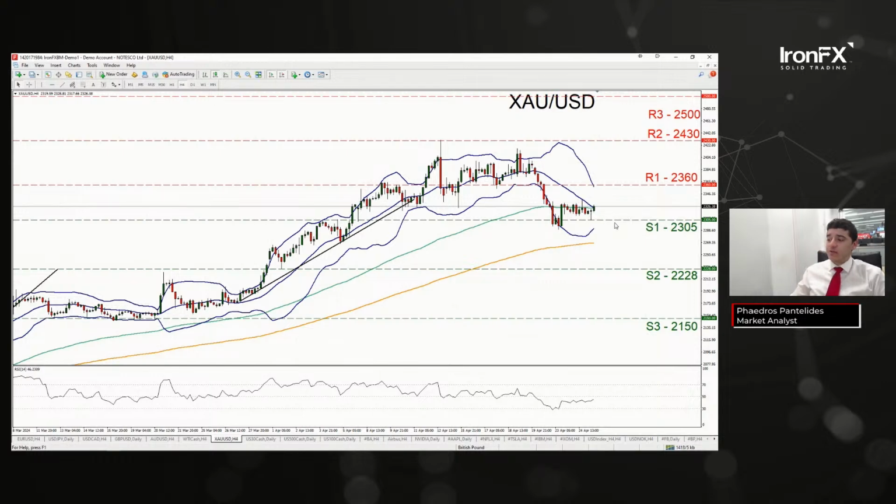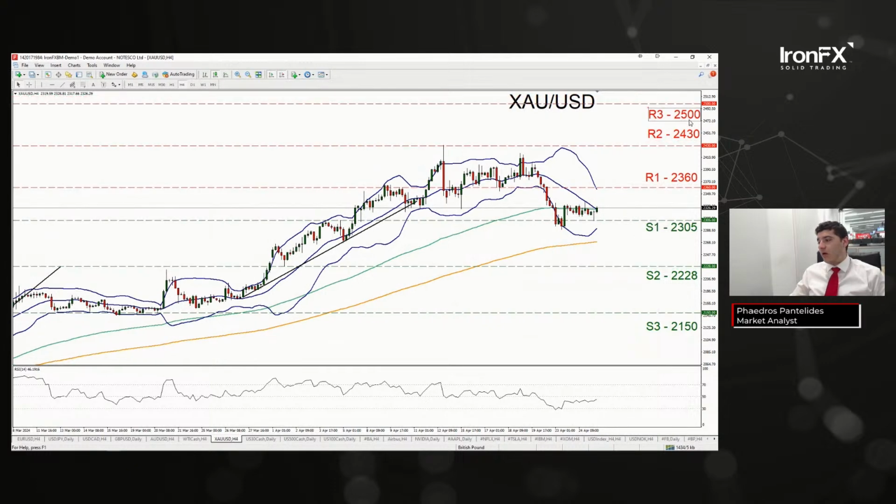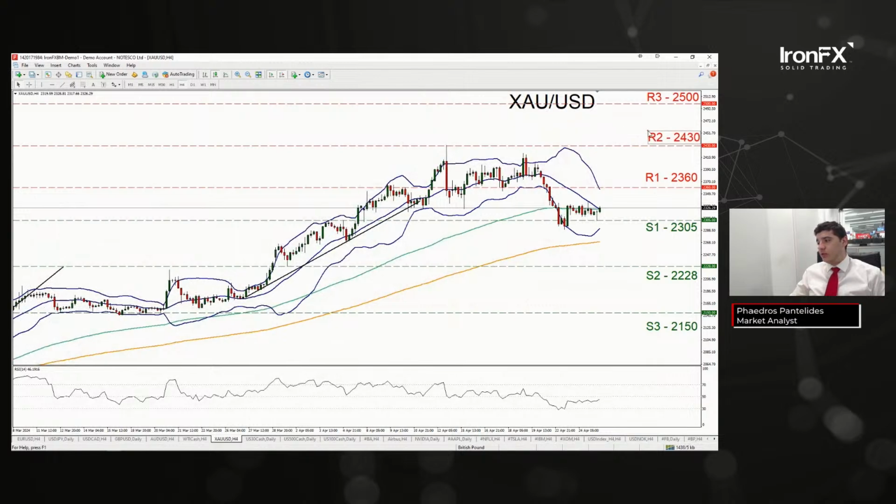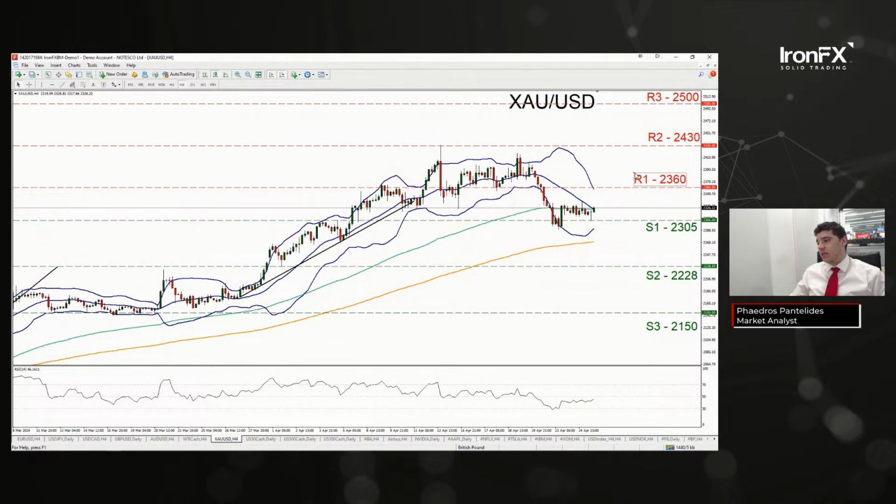We could maintain a sideways bias between S1 and R1 as long as it doesn't break above R1. Now, this could also be an accumulation of sell orders. So if it does break below S1, I would switch immediately for a bearish outlook. Breaking above R1, we will then switch for a bullish outlook. But the two predominant scenarios I'm currently seeing is A, a bearish outlook if it doesn't break above the mid-range of the Bollinger Bands and breaks below S1, or B, a sideways bias between S1 and R1.